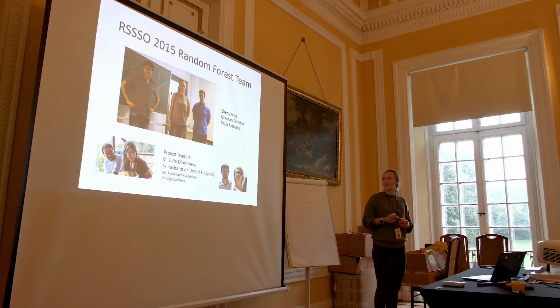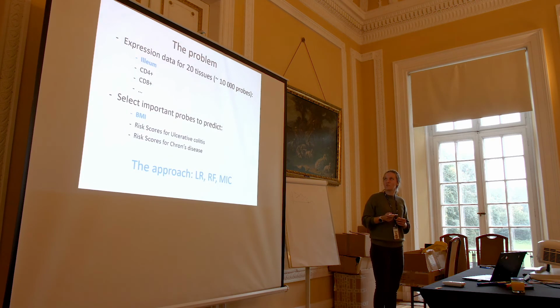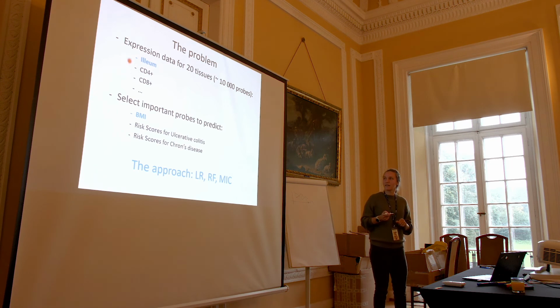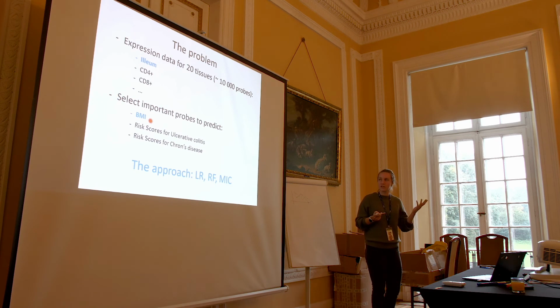Basically, what we were doing is we had expression data for 20 tissues. It had around 10,000 probes, and the probes were the variables. And then we wanted to select important probes to predict three different things. Each of them we predicted separately. What we were trying to predict is not important. The important thing is that we had probes and we were predicting something.